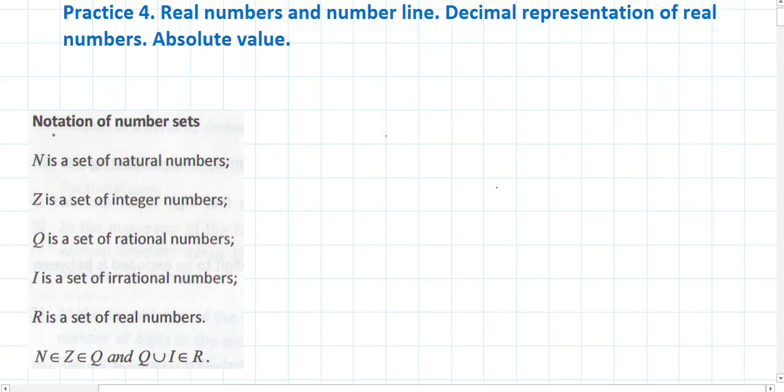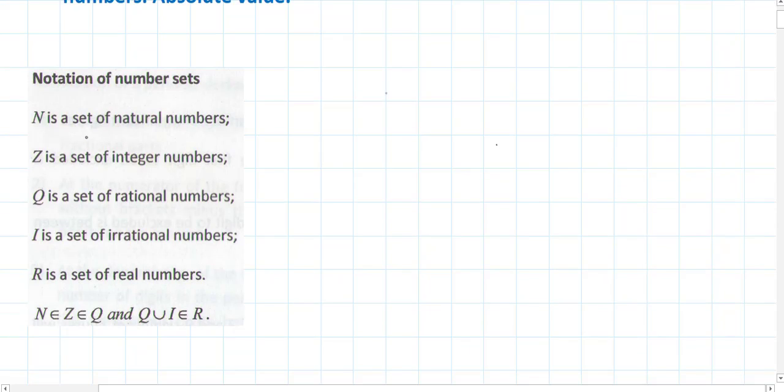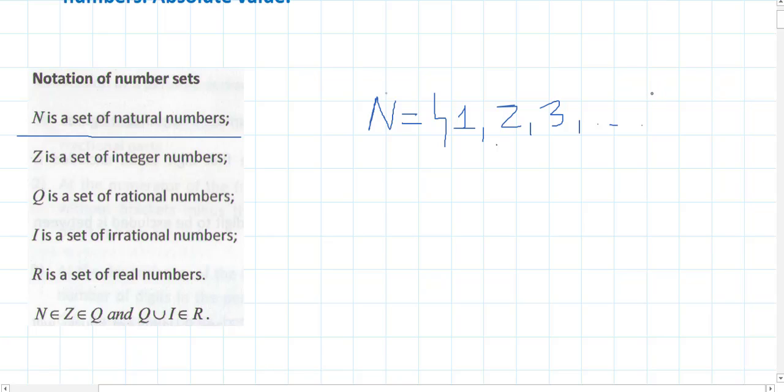Here we have the notation of number sets. N is the set of natural numbers. We know what a natural number is: numbers which we use to count. So for example, we can write the natural numbers as N, beginning from 1: 1, 2, 3, etc. So this is the set of natural numbers.